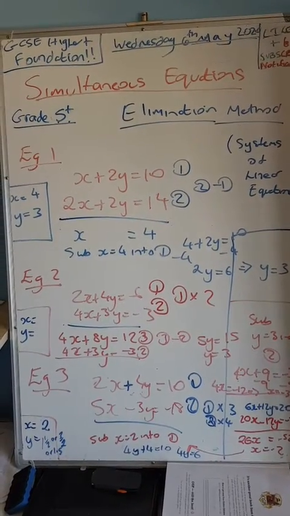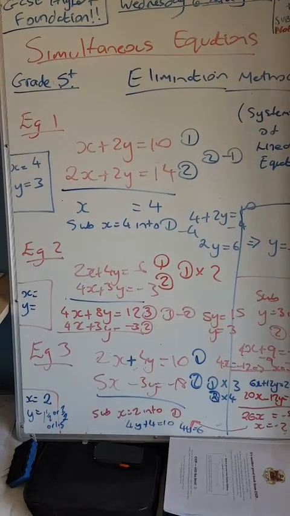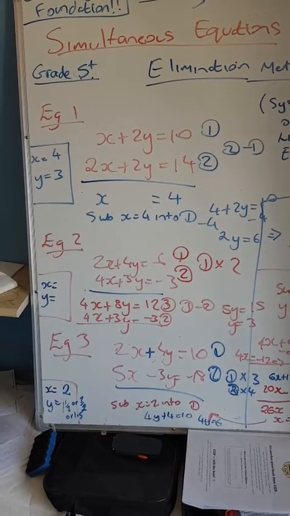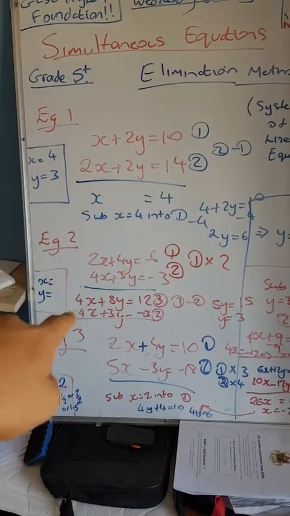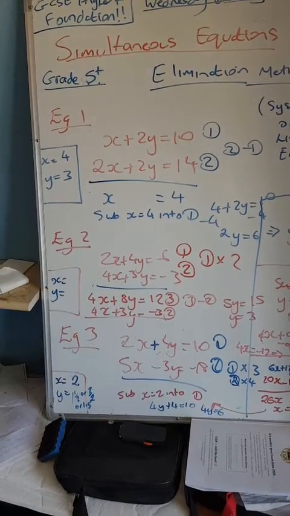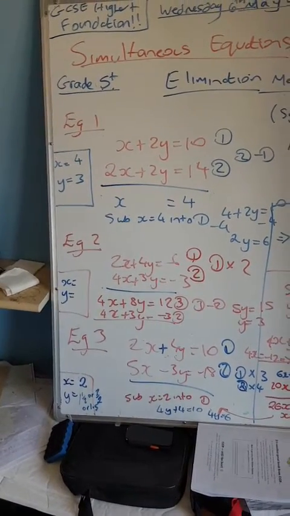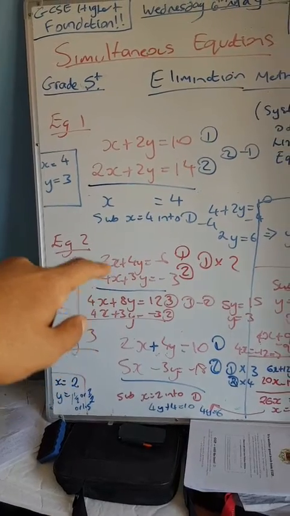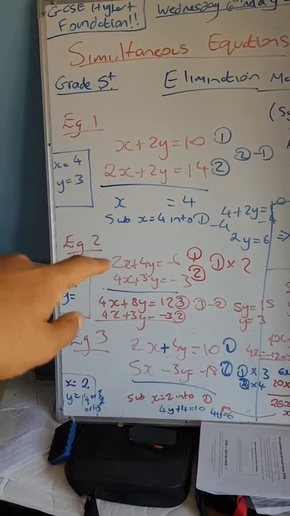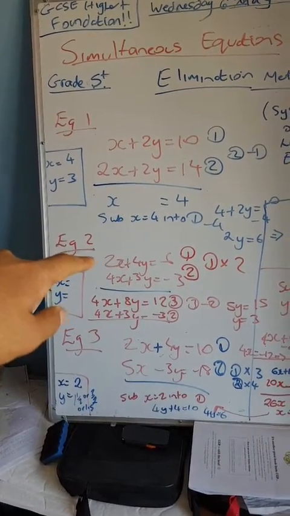Right, example number 2. We're going to look here at solving this equation. So we've got 2x plus 4y equals 6, 4x plus 3y equals minus 3. This time I have to multiply one of my equations to get one of them to be the same. So I've timesed equation 1 by 2.